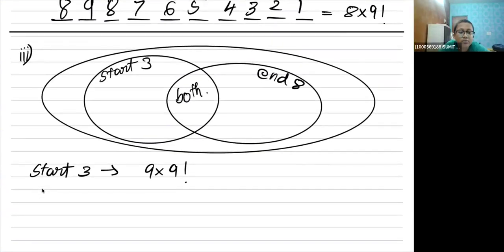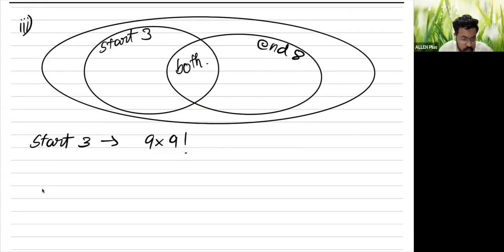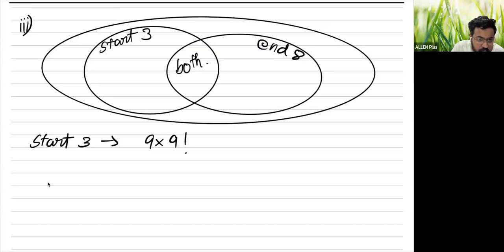Is my answer correct for bonus 2? Sir, for bonus 2, my answer is correct. One second. Sumit, not correct. Sir, Yashraj. Just a second. Yashraj, not correct. Kaushik, not correct.